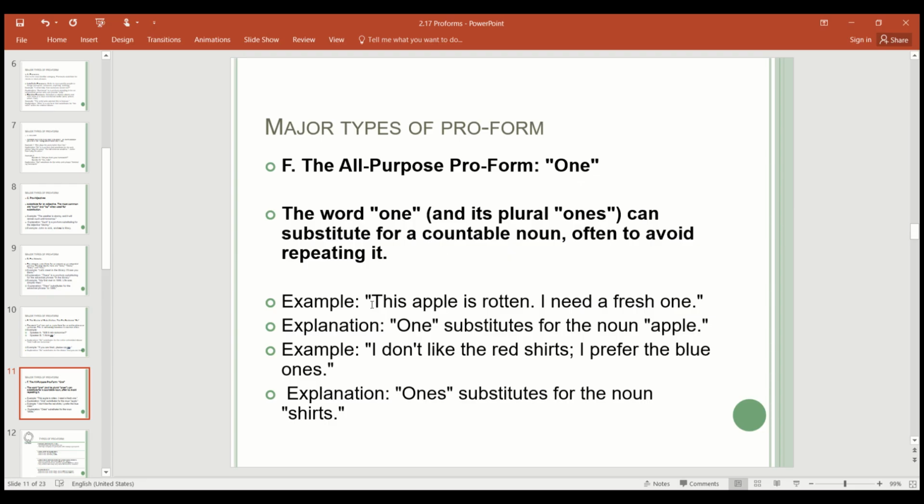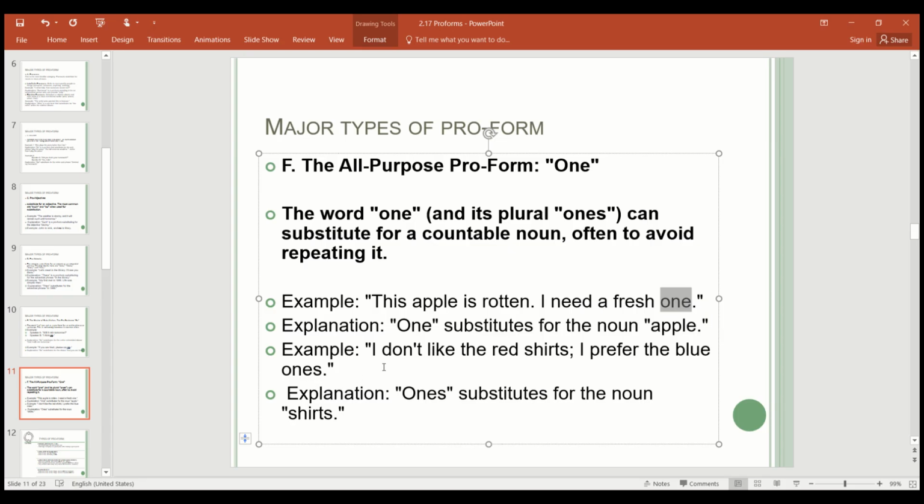For example, this apple is rotten. I need a fresh one. I need a fresh apple. Apple is a countable noun, which is singular. So instead of repeating the word apple, you would use the proform one.